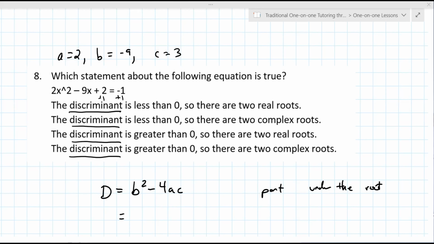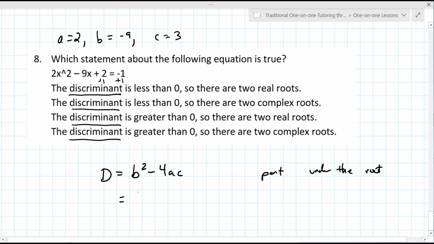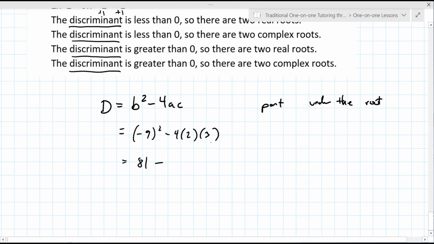I got 81 minus 4. Well, sorry. I don't know why I didn't catch it like that. I got 77. All right, let me check you here, because I get minus 9 squared minus 4 times 2 times 3. Is that what you wrote down? Yeah. 81 minus, this is 24, though. Oh. And that's 57. Now, it actually doesn't change the answer, but it could in some. Yeah, I did that wrong.